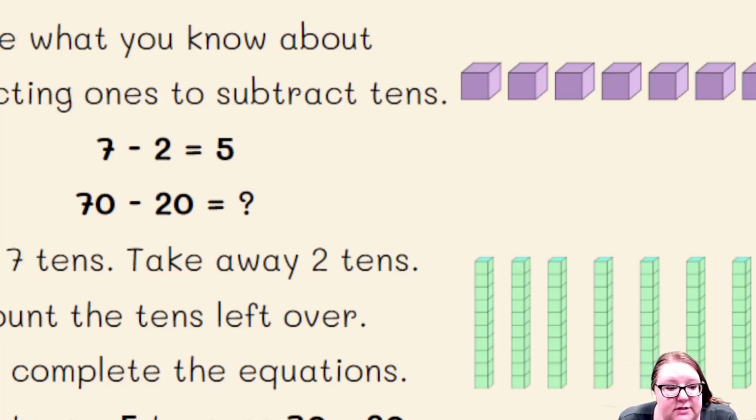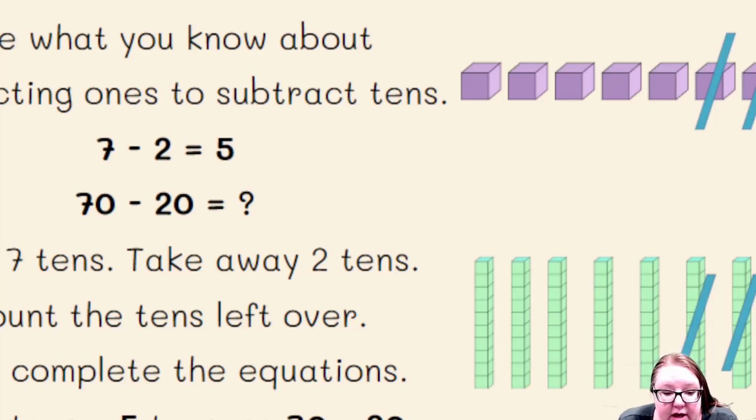So most students know 7 minus 2 in ones, just like the blocks here. There's 7 blocks. We're going to take away 2 of them. And now we have 5. So we can translate that same type of problem to tens. So now we have 7 tens rods down here below. And you will see that we can take away 2 of them. And then we have 7 tens minus 2 tens equals 5 tens.